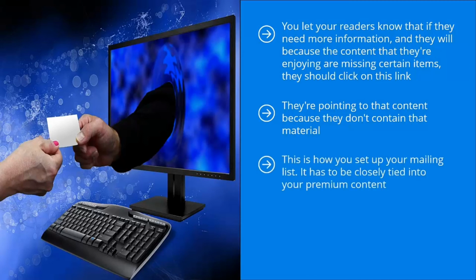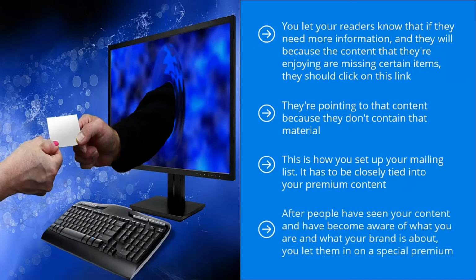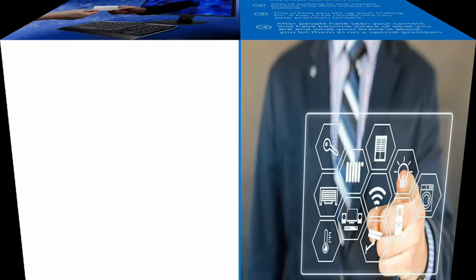This is how you set up your mailing list. It has to be closely tied to your premium content. Coming up with incentives or freebies that look like they came out of left field because they're unrelated to whatever it is you're currently doing is not a good idea. Chances are quite good that you're going to fail. When you come up with incentive content that is directly related to the materials you're already sharing, you create a feeling of value. There's also a feeling of exclusivity. After people have seen your content and have become aware of what you are and what your brand is about, you let them in on a special premium. This is a special deal that other people who haven't accessed your brand have no idea about.